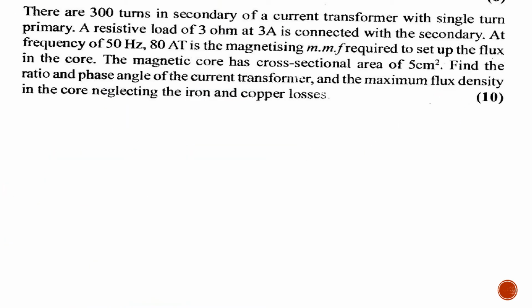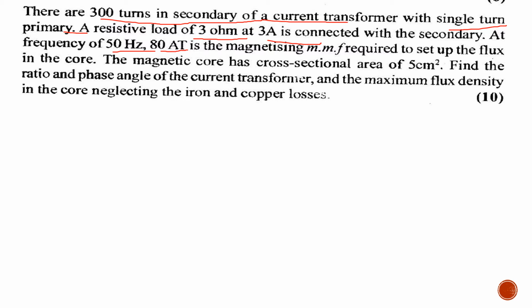Starting with the question, there are 300 turns in the secondary of a current transformer with single turn primary. So we are provided with number of turns in secondary and number of turns in primary. A resistive load of 3 ohm at 3 ampere is connected with the secondary. So in this line we are provided the resistive load and the secondary current. At frequency of 50 Hz, 80 ampere turn is the magnetizing MMF required to set up the flux in the core. So frequency is given and the ampere turns are provided.